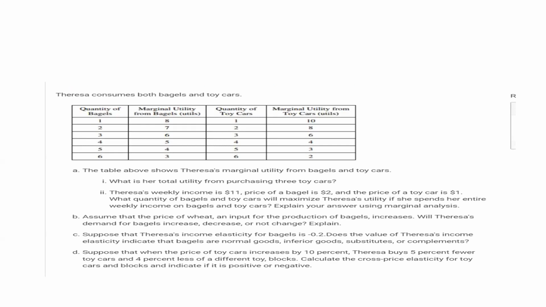All right. Assume that the price of wheat, an input for the production of bagels, increases. So if that is the graph, if the price of wheat increases, what would shift? Supply. Okay, so what are they asking? If demand increases, so it would be no change, because it would be quantity. Right, so demand does not change because it's a shift of supply. Okay?